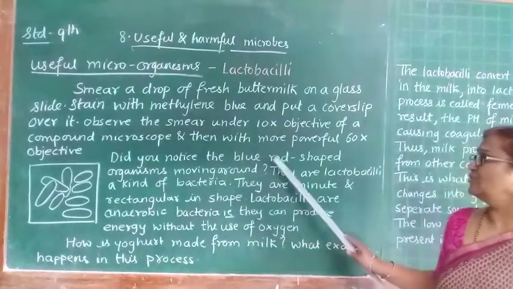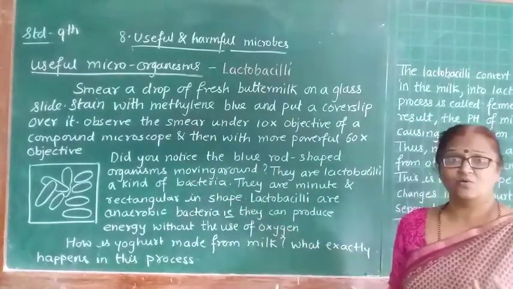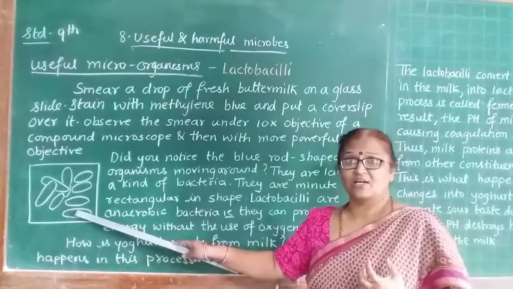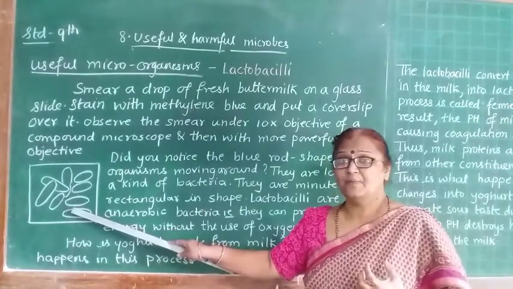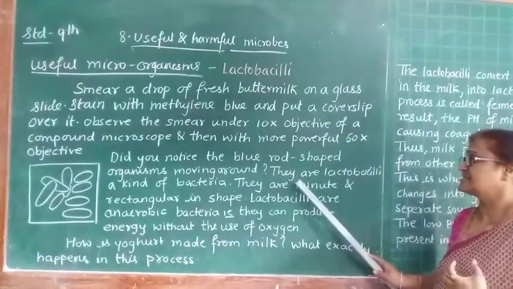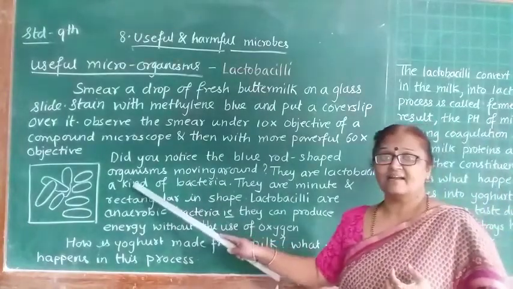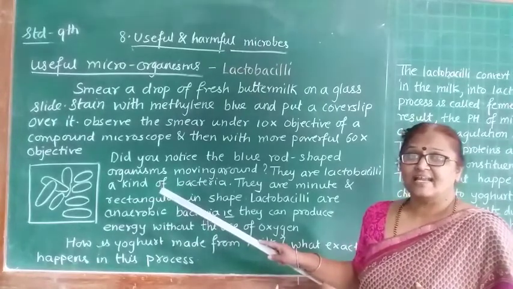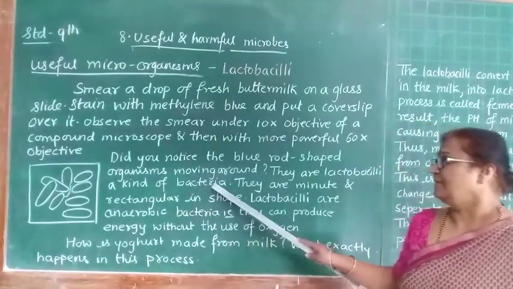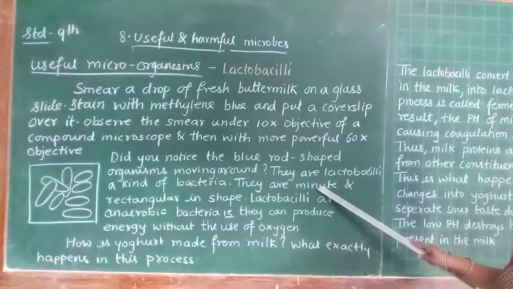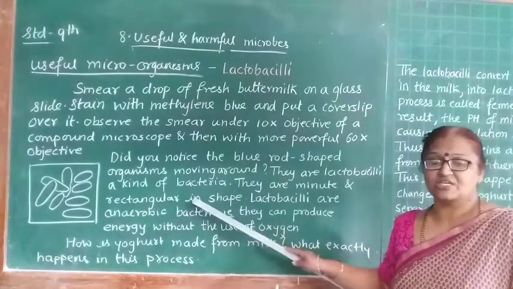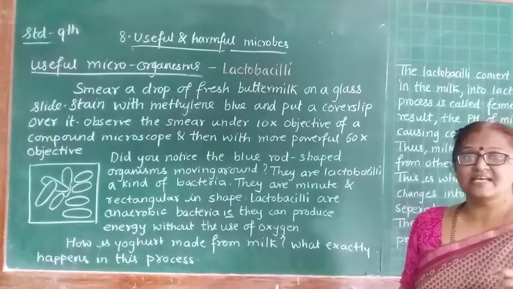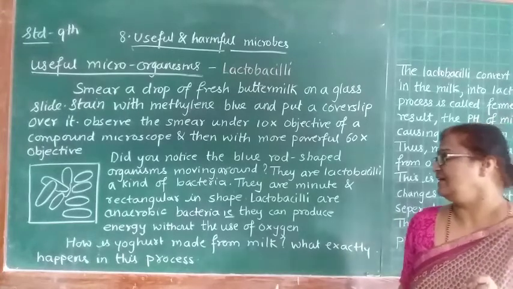Did you notice the blue rod shaped organisms moving around? Yes, we notice these organisms moving around. These are rod shaped microorganisms. They are lactobacilli, a kind of bacteria. They are very minute in size and rectangular in shape.